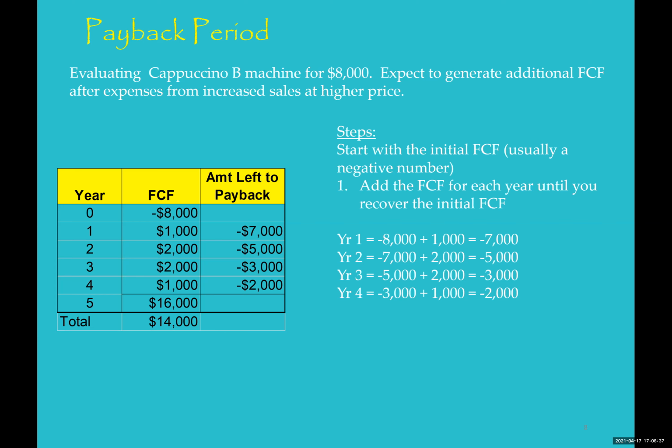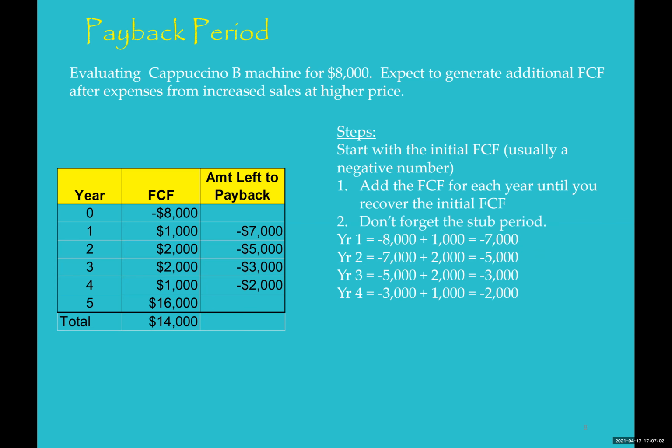I draw a line under year four because I can see after year four, I'm expecting free cash flows of $16,000 in year five. And my payback that I have left, or the amount I have left to go to break even, is only $2,000 left. So I will break even on this Cappuccino B machine project somewhere after year four during year five.